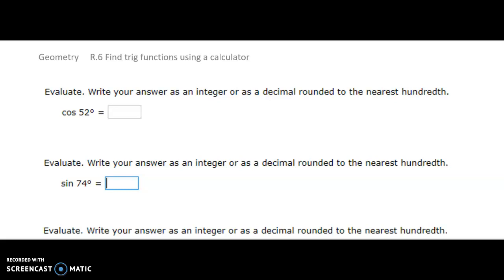Alright, R6. Find trig functions using a calculator. So guess what you're going to need today? You're going to need a calculator. You can use either my calculator or you can use your phone's calculator, but you can't use your phone whenever you're taking the test. So it'd be much better if you understood how to do this using either my calculator or a calculator that you have besides the one that's on your phone.